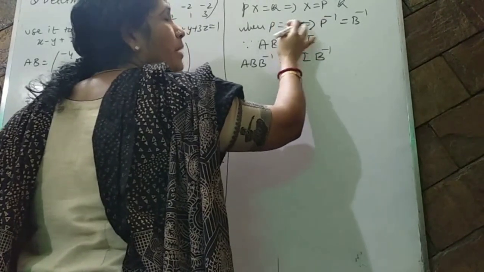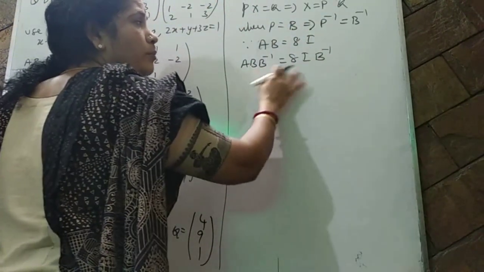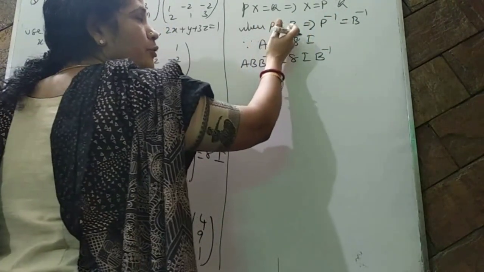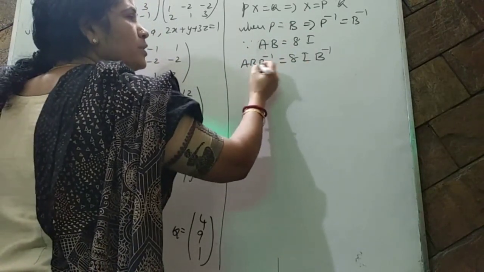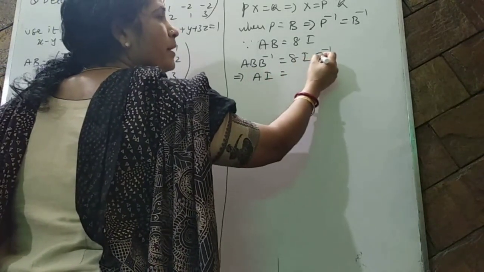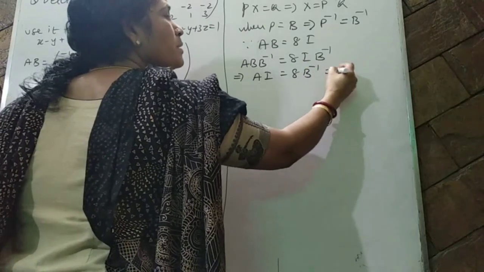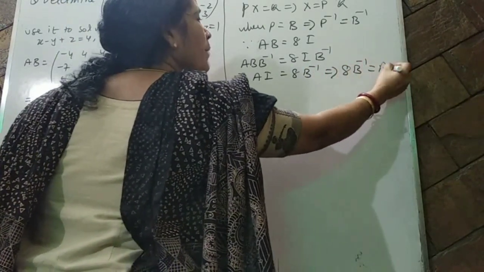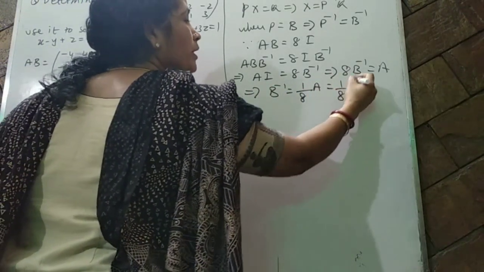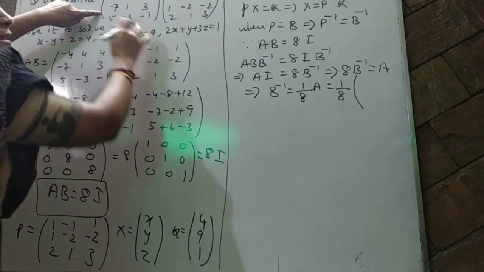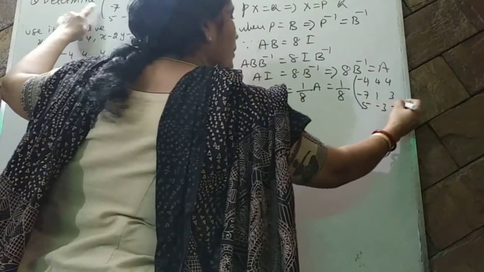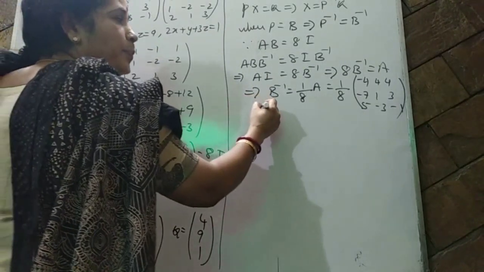Whatever the relation between the P matrix and the given matrix, as per that you have to multiply by the inverse here. If it is related to the B matrix, then multiply by B inverse. If it is related to the A matrix, then multiply by A inverse. B into B inverse equals the identity matrix. If you multiply the identity matrix into the inverse matrix, we will get the inverse. This implies we are getting A B inverse equal to the A matrix, implies B inverse equals 1 upon 8 into the A matrix. We have already, that is minus 4, 4, 4, minus 7, 1, 3, 5, minus 3, minus 1. That means directly we are getting P inverse.